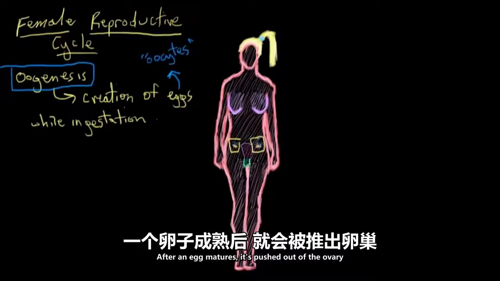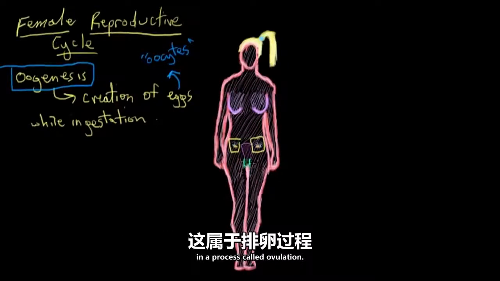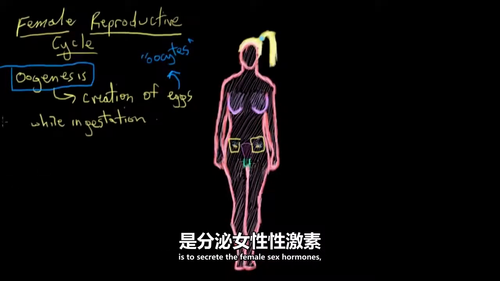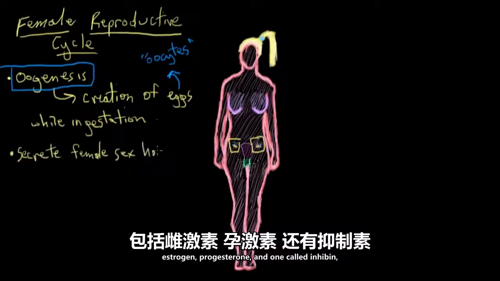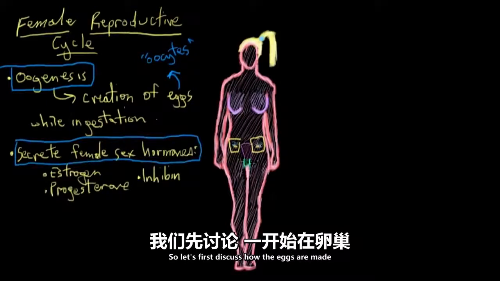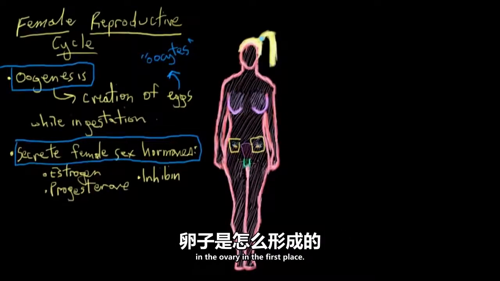After an egg matures, it's pushed out of the ovary in a process called ovulation. The other major function of the ovaries is to secrete the female sex hormones, estrogen, progesterone, and one called inhibin. And we'll talk about their functions a little bit later on. So let's first discuss how the eggs are made in the ovary in the first place.